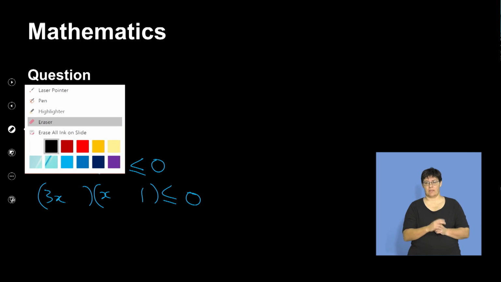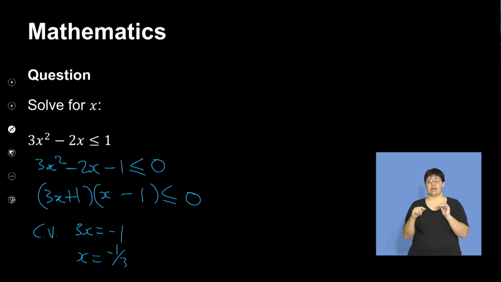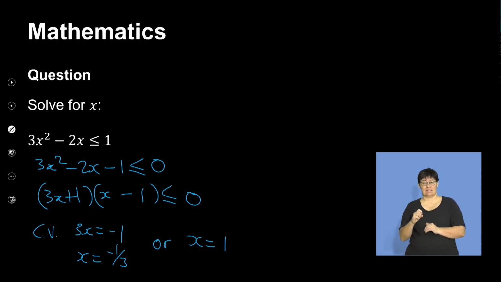I'm already looking at the middle term, so it's 1 and 1, and then 1 will be negative and 1 will be positive, right? And my critical values, please guys, look at how I'm writing my solution. This is how you follow the procedure of writing the solutions. The first one will be 3x is equal to -1, meaning x is equal to -1 over 3, or my x will be equal to +1.